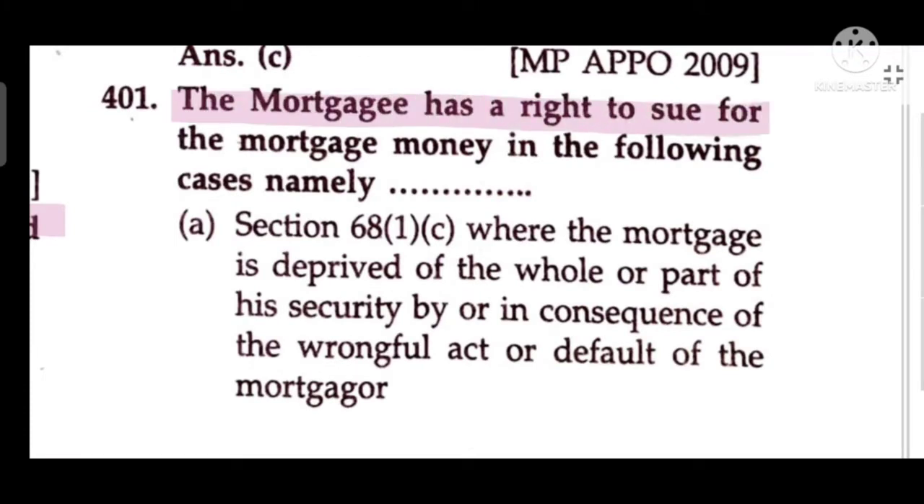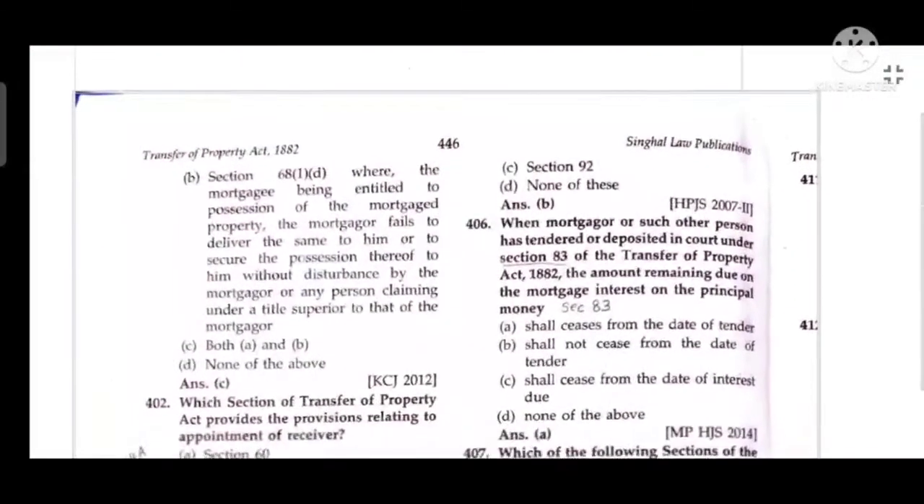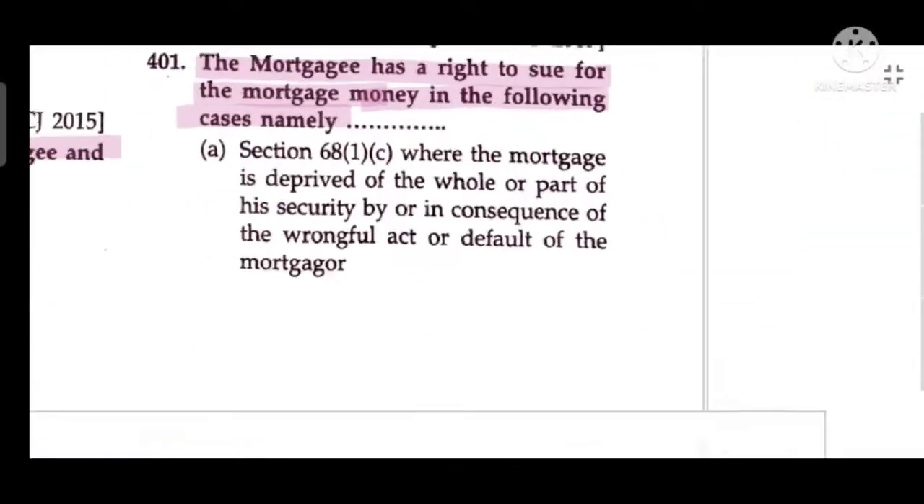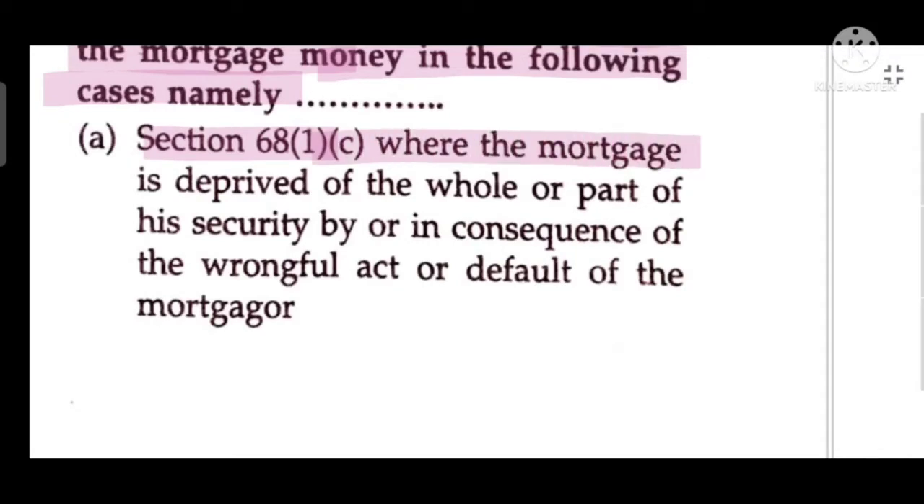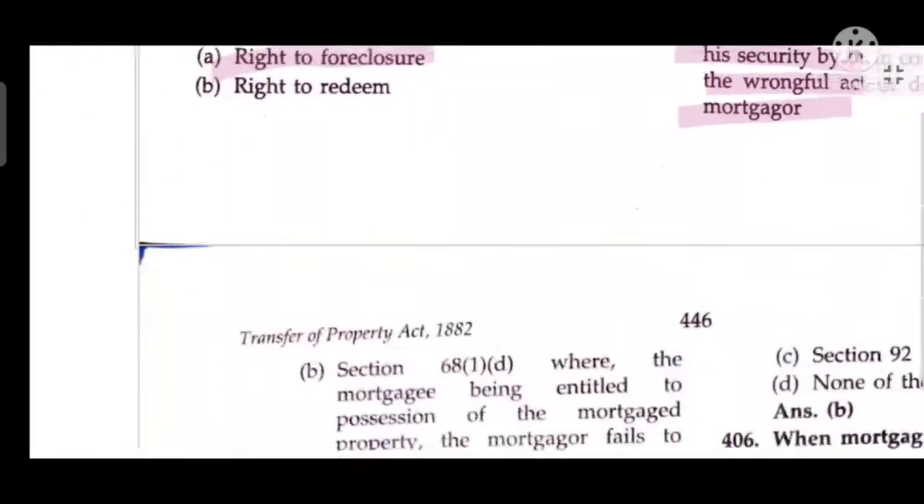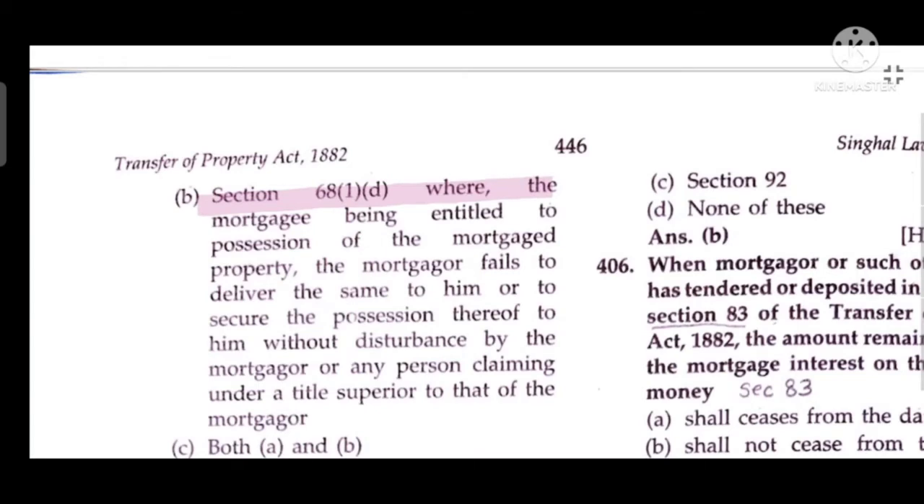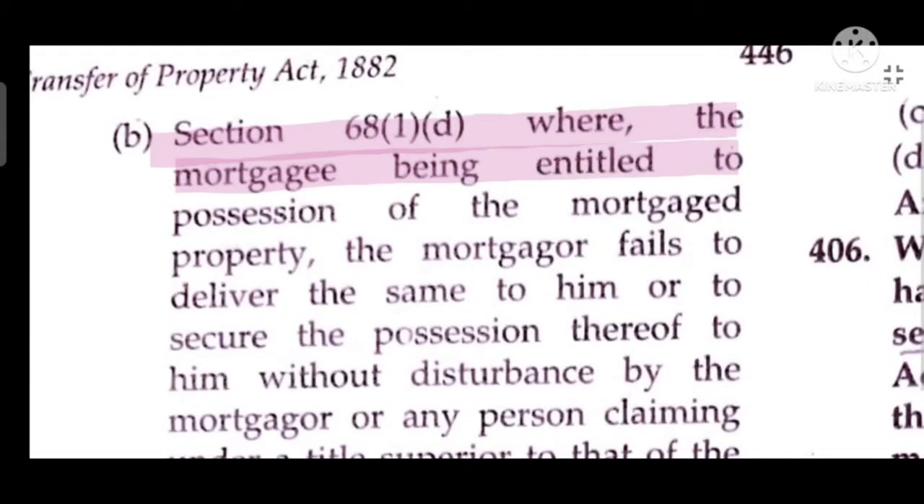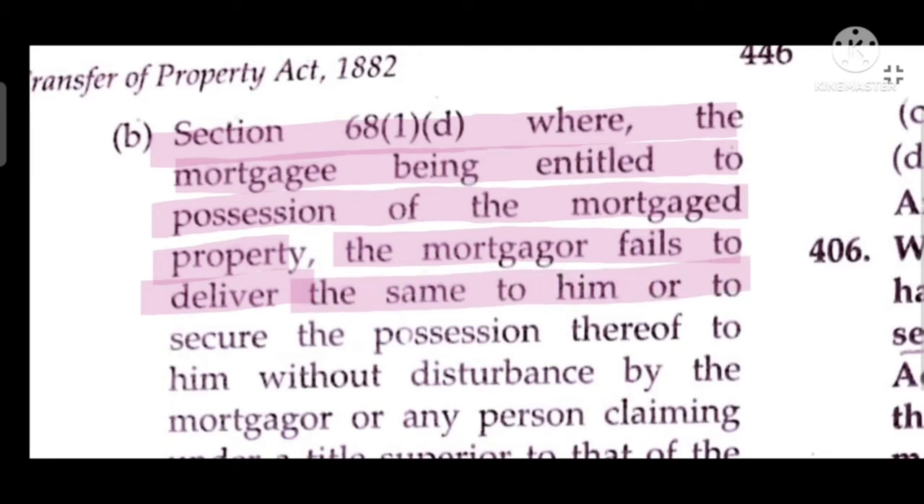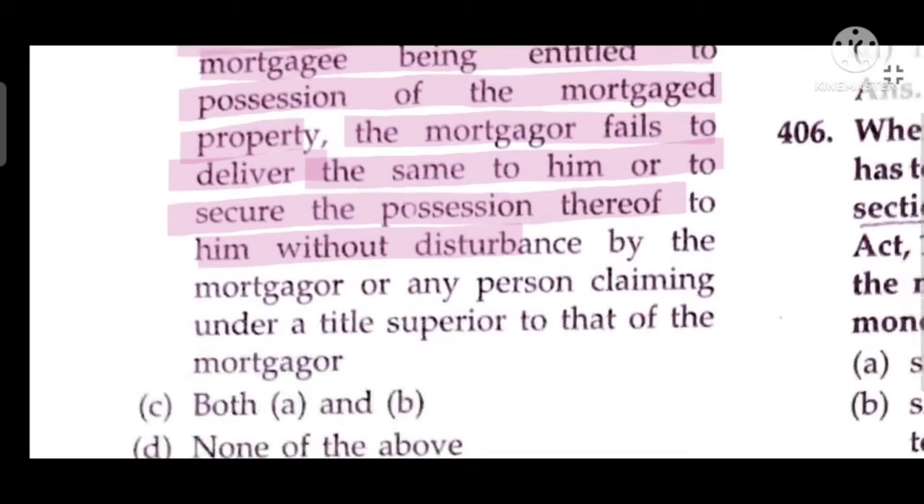The mortgagee has a right to sue for the mortgage money in the following cases, namely: Section 68(1)(c), where the mortgagee is deprived of the whole or part of his security in consequence of a wrongful act or default of the mortgagor. Section 68(1)(d), where the mortgagee, being entitled to the possession of the mortgaged property, the mortgagor failed to deliver the same to him or secure the possession thereof without disturbance by the mortgagor or any person claiming under a title superior to that of the mortgagor.